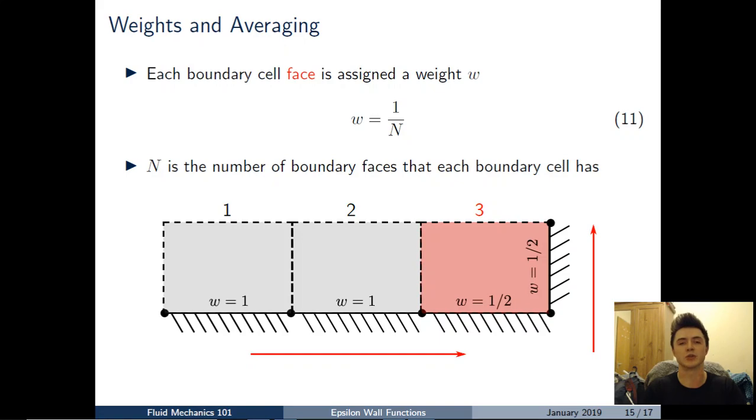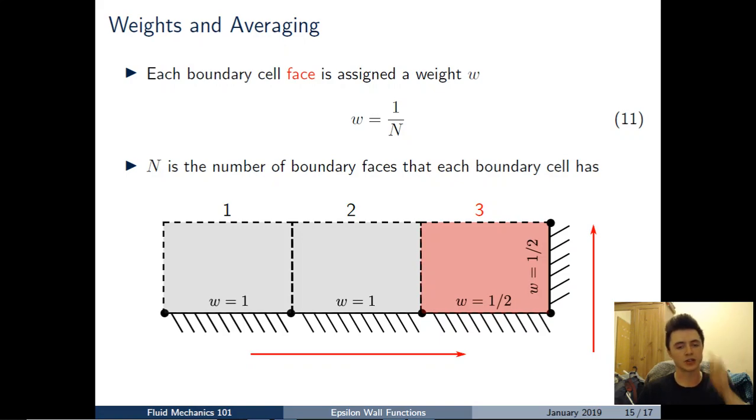The short answer is we take an average approach, so we average the computed values for each of the boundary cell faces. Now, the way CFD codes do this in practice, and the way you'll see it referred to in user manuals, is CFD codes assign a weight to each boundary cell face. And what a weight represents is the fraction of that boundary cell that has boundary cell faces.